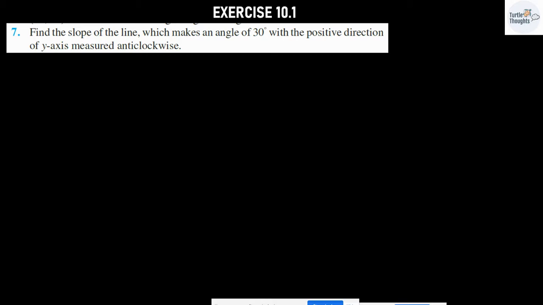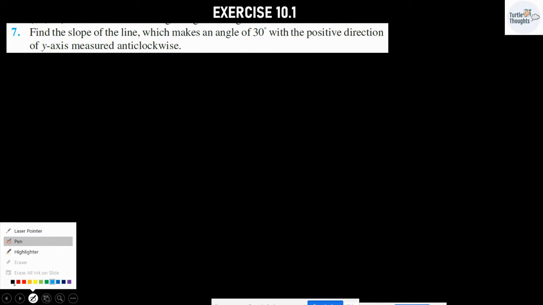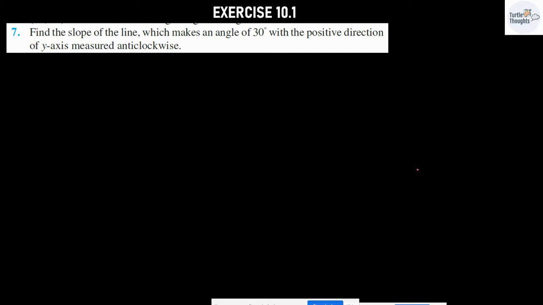Seventh one, find slope of a line which makes an angle of 30 degree with the positive direction of y-axis measured anti-clockwise. Okay, this is the question. So let me write down the x-axis and y-axis first. I'll be taking the x-axis like this. This is your y-axis. Now we have to find the slope of a line which makes 30 degree with positive direction of y-axis.